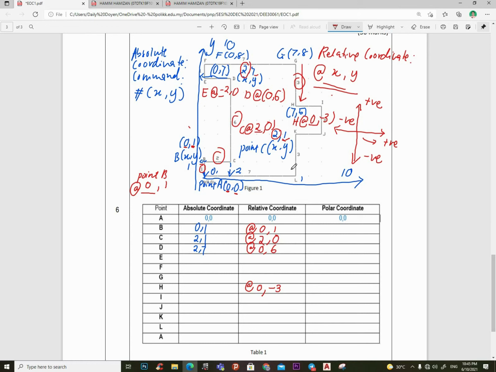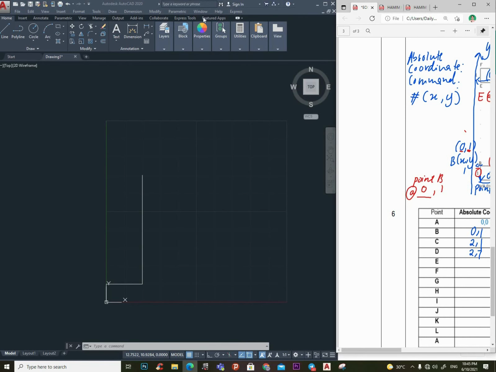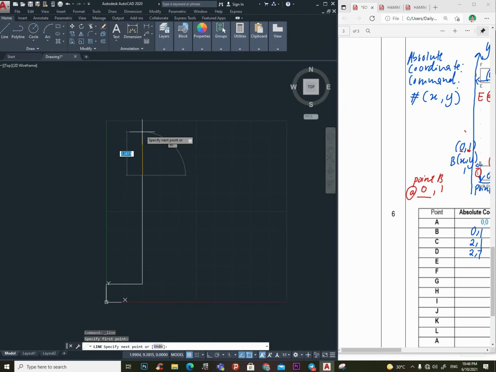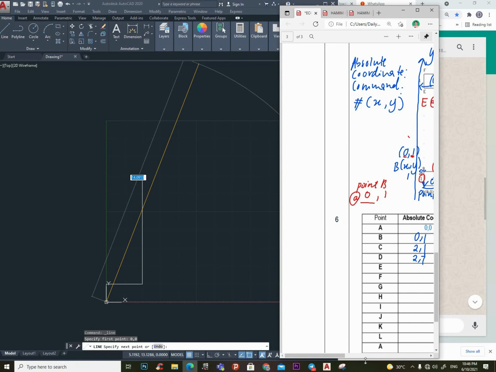Let's see whether this command, this relative coordinate, is working or not. I will use a different color, which is yellow. Okay, you click on the same command, which is line, enter. Again, the first point will be the same, 0, 0.